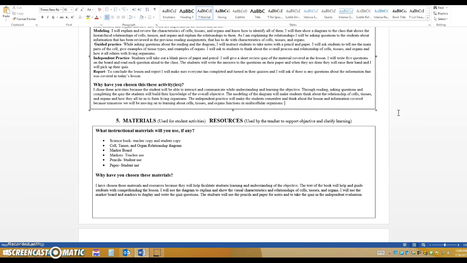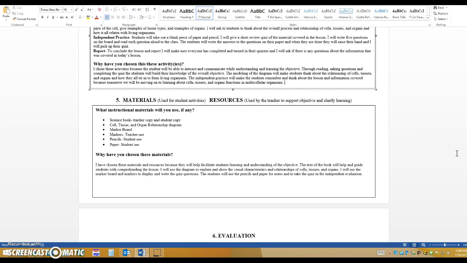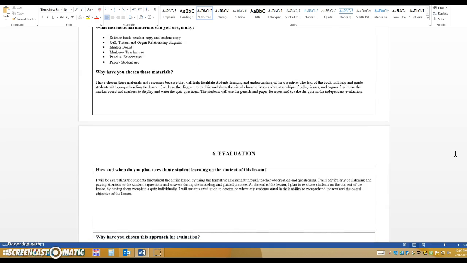Why have you chosen these materials? I have chosen these materials and resources because they will help facilitate students' learning and understanding of the objective. The text of the book will help and guide students when comprehending the lesson. I will use the diagram to explain and show the visual characteristics and relationships of cells, tissues, and organs. I will use the marker board and markers to display and write the quiz questions. The students will use the pencils and papers for notes and to take the quiz in the independent evaluation.